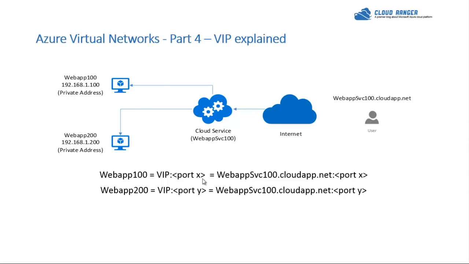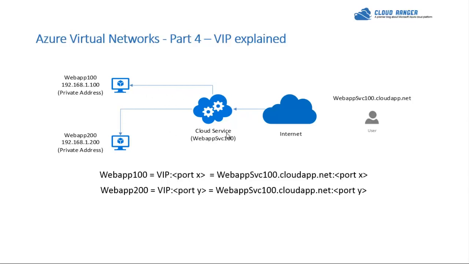In this scenario, in this diagram, you can see there's only one cloud service, but with 2 virtual machines. So still, the user will be connecting to webapp100.cloudapp.net. However, it will have a different port assigned to each of these virtual machines. And based on that port, the cloud service will know which virtual machine to send you to.